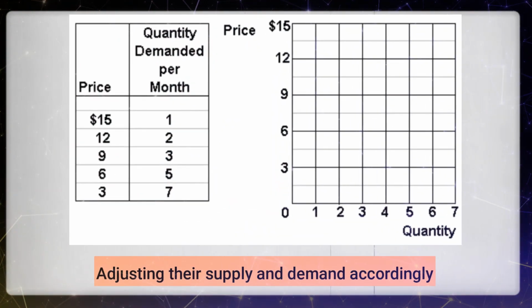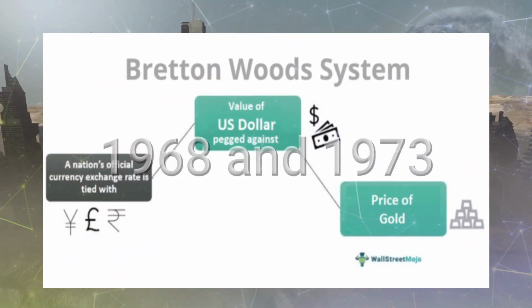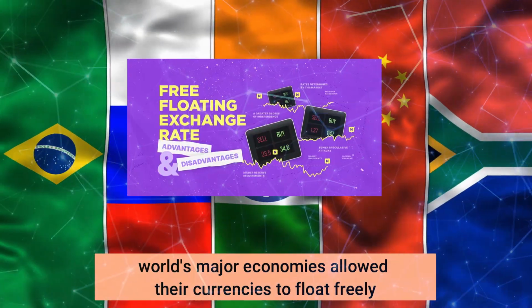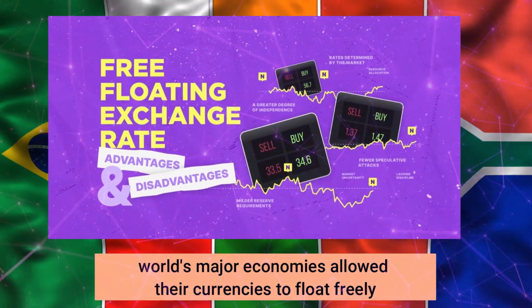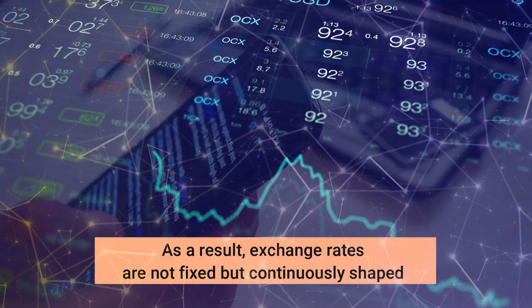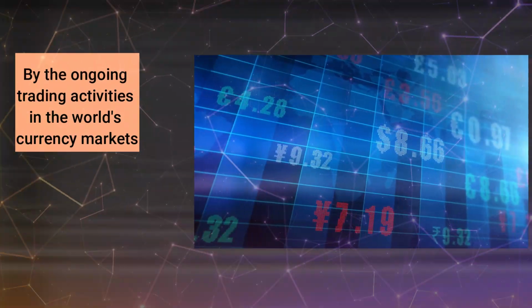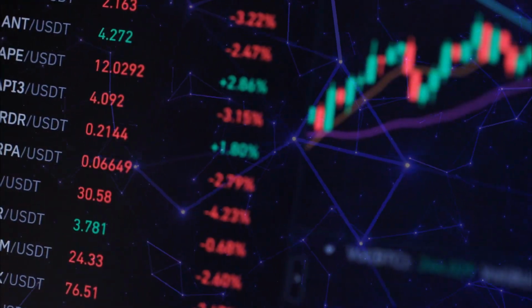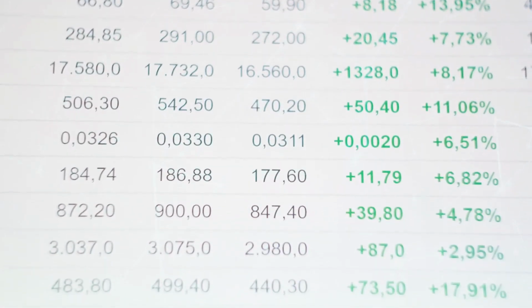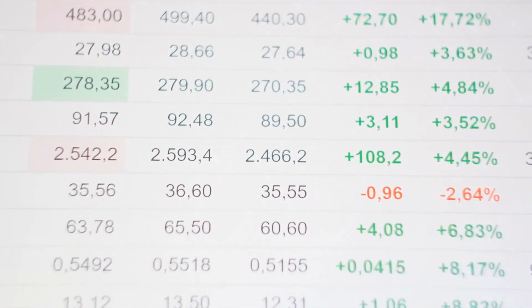After the collapse of the Bretton Woods system between 1968 and 1973, most of the world's major economies allowed their currencies to float freely. As a result, exchange rates are not fixed, but continuously shaped by the ongoing trading activities in the world's currency markets. This system enables currencies to adapt to market dynamics, reflecting the changing economic conditions and international trade relationships.